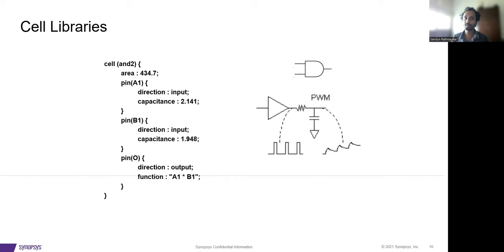I mentioned the cell library, but when we look at it practically, it's also a textual file, human readable. It has some information. If a human can read it, machines can also read it. A1, B1, O: A1 and B1 are inputs, and the output is the O pin. The input capacitance of the A1 pin is this one, the B1 pin is this one, like that. So this is limited information, but still it has some RC information.